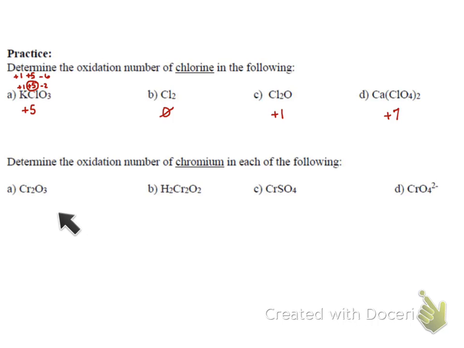The next section, same thing, we're going to do chromium. Chromium is a transition metal which changes really often, and use the other atoms to figure out what the chromium is. Okay, so these are the oxidation numbers on chromium, and come and see me if you have any questions.